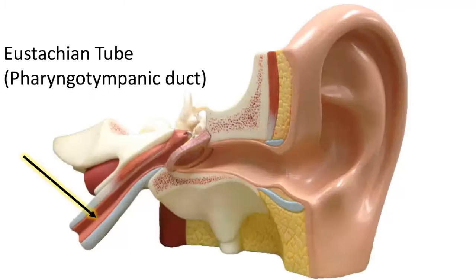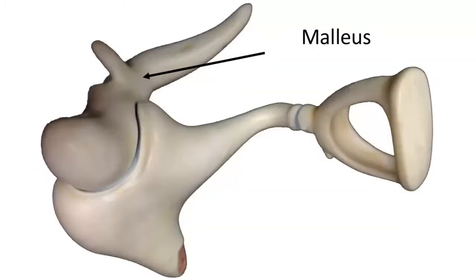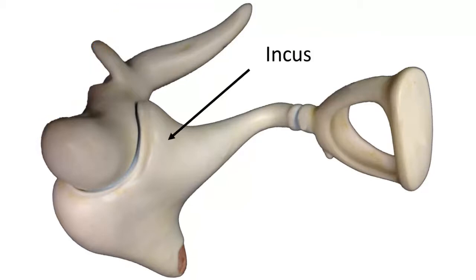All right, let's do the 3 auditory ossicles. All right, the malleus. That's the first one here. This guy right here sits right against the tympanic membrane. Your tympanic membrane sits right here. So that auditory ossicle sits there. That's the first auditory ossicle. The second one, that's the incus. That's the middle one.